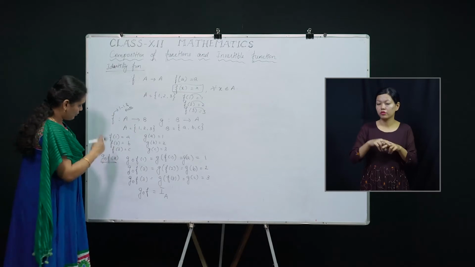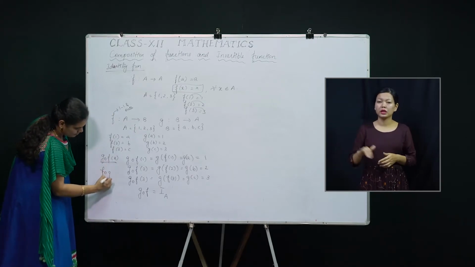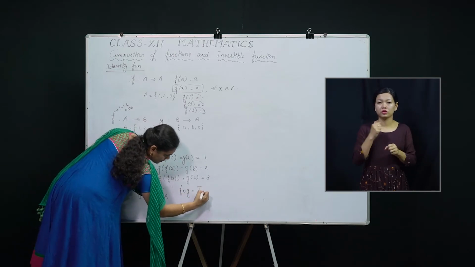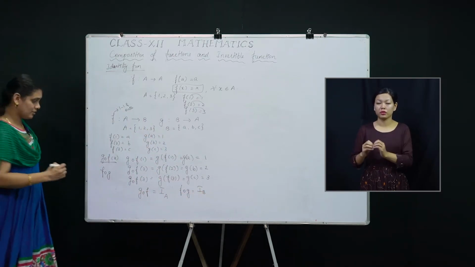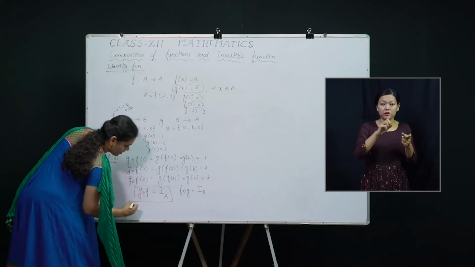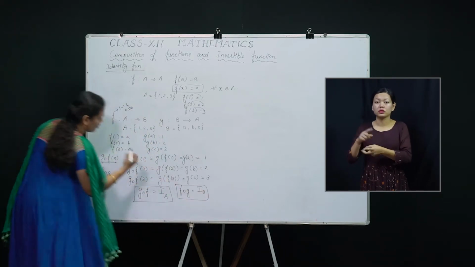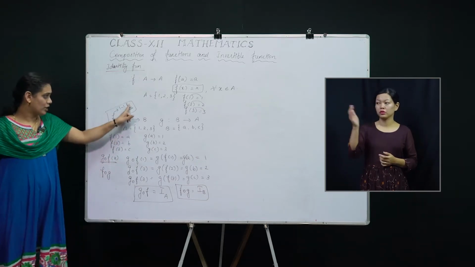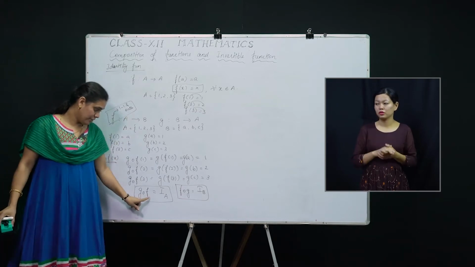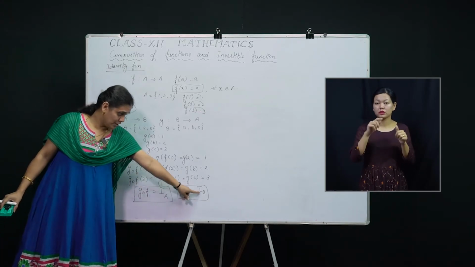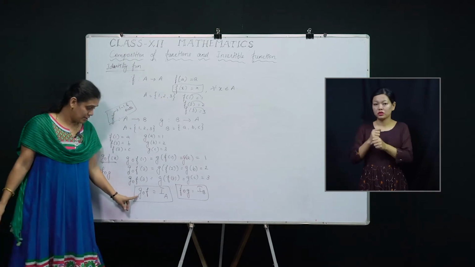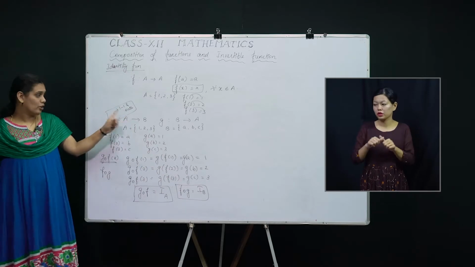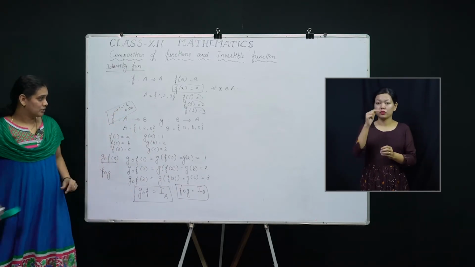Similarly, if you find f∘g, we will get f∘g equal to I_B, that is, the identity function on B. So these two are important conditions when f is one-to-one and onto. If f is one-to-one and onto, it will satisfy g∘f is I_A and f∘g is I_B. And if g∘f is equal to I_A and f∘g is I_B, then f will be one-to-one and onto. This is an if and only if condition.